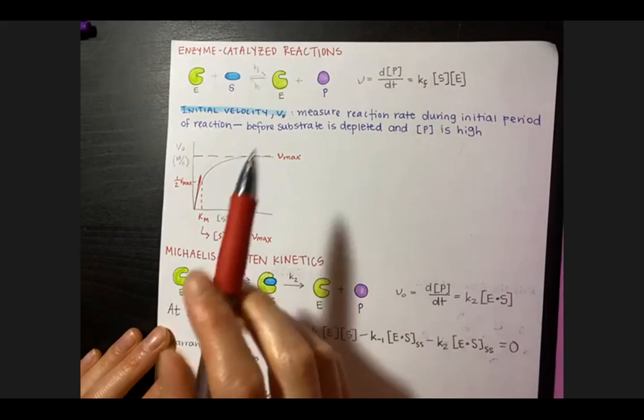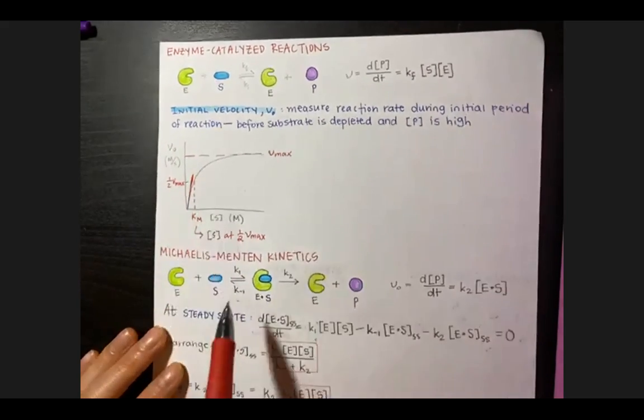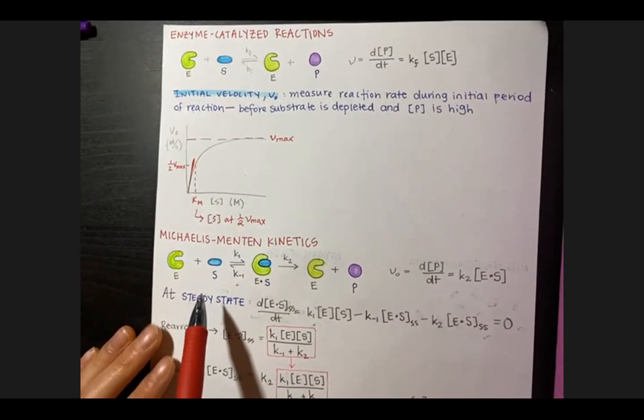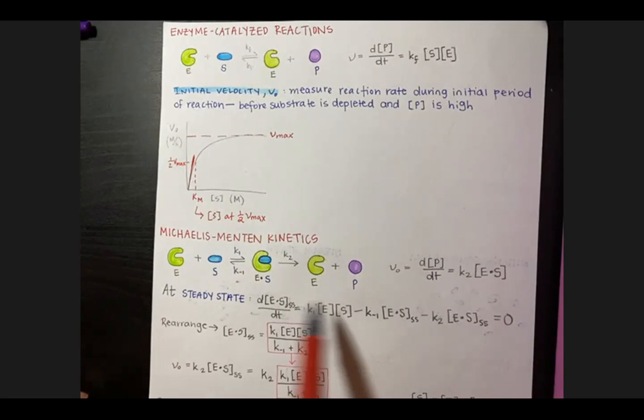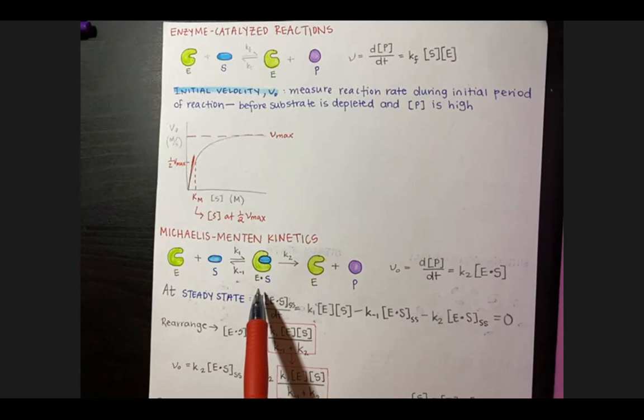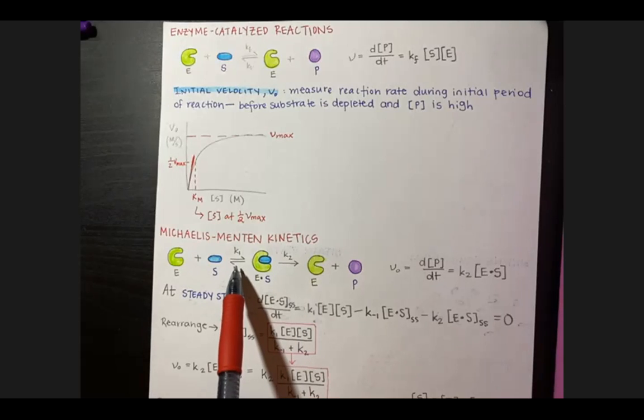Okay, so this is enzyme catalyzed reactions, and then we can talk about this in terms of Michaelis-Menten kinetics. And so now we have the enzyme and substrate binding separated from the enzyme and product over here by the enzyme substrate intermediate. And so now we have the rate constant for the catalysis as well as the on and off rates for binding.